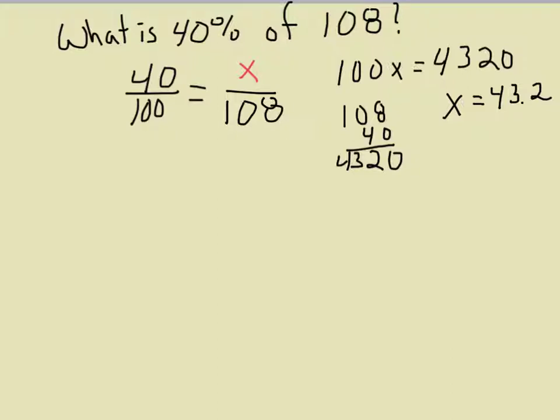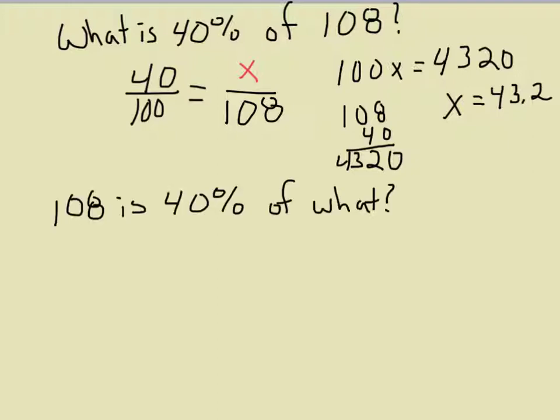And that should make sense because, as you see, 108 is only a little bit bigger than 100. So we would want whatever this numerator is to only be a little bit bigger than 40. And that's what we got, and that seems very reasonable to me. Now, another question that is similar to this is, 108 is 40% of what? So again, it's the same numbers. It's set up very similarly.